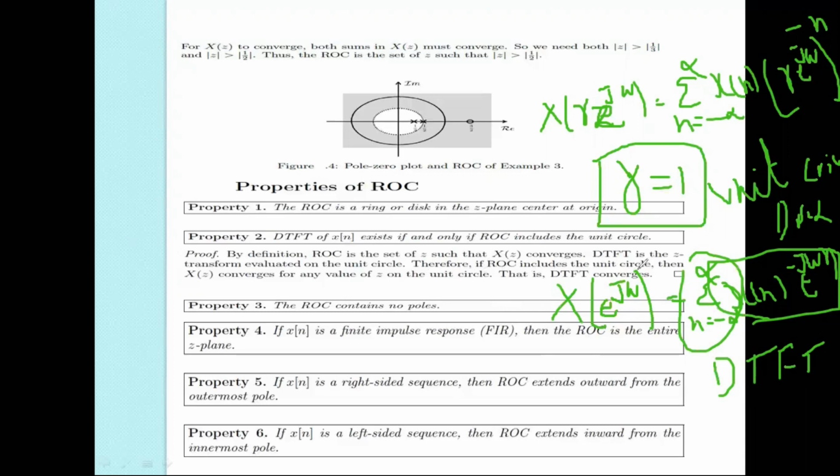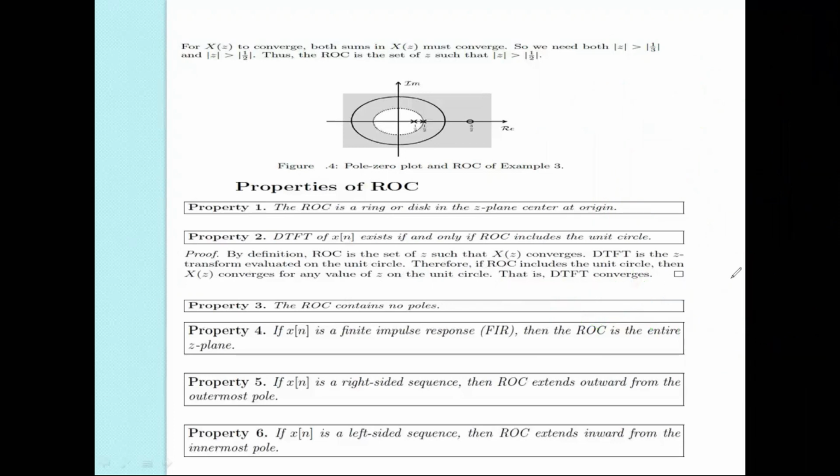Therefore, if the ROC includes the unit circle, then X(z) converges for any value of z on the unit circle, that is, the discrete time Fourier transform converges. Got it, my dear students? This is the second property of ROC.